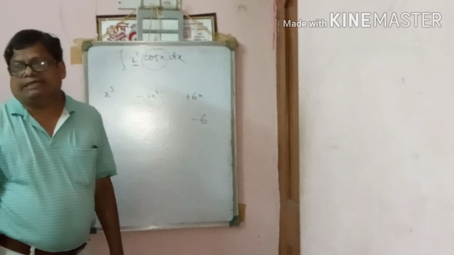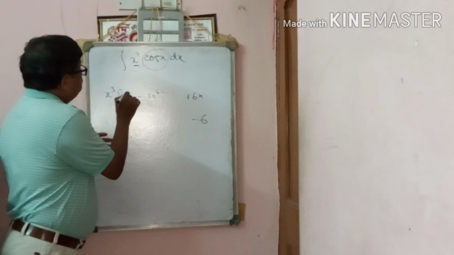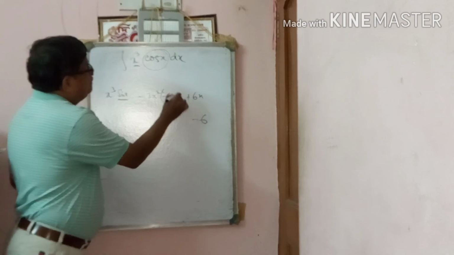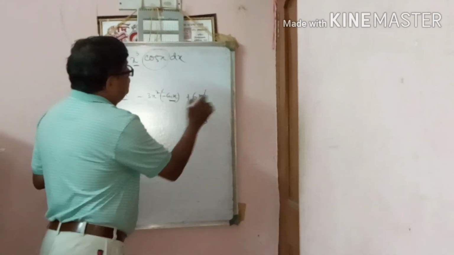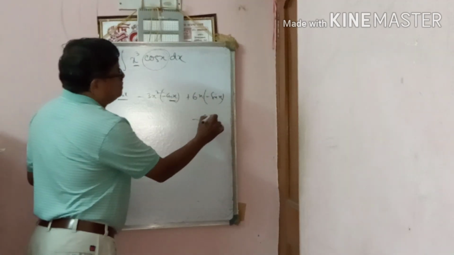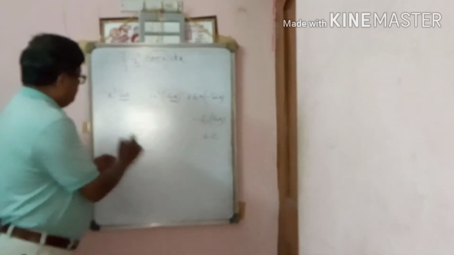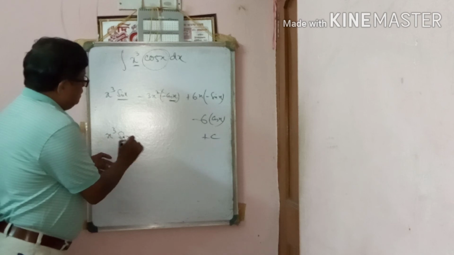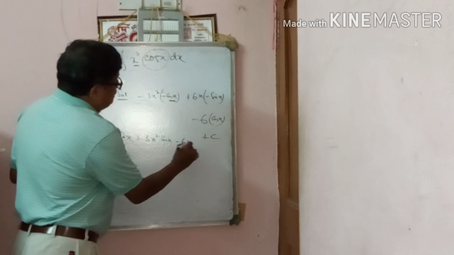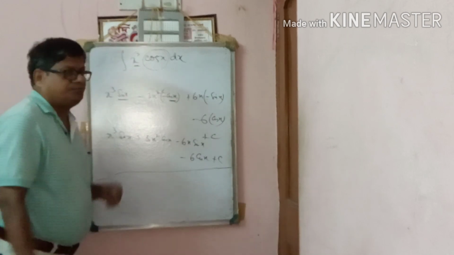integration sin x. Integration of cos x is sin x, right? Here write sin x, and its integration minus cos x, right? Its integration, cos x, right, sin x there, so minus sin x. Its integration, both minus, plus cos x, plus constant c. So x cube sin x plus 3x square cos x minus 6x sin x minus 6 cos x plus c. This is the answer.